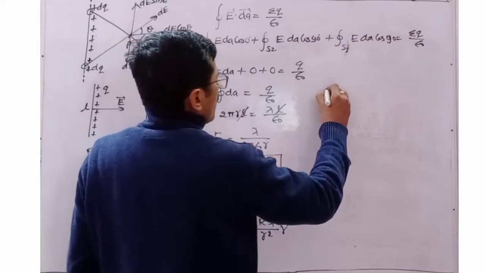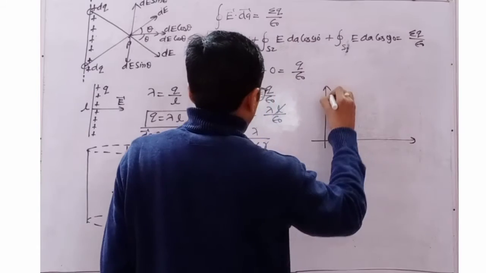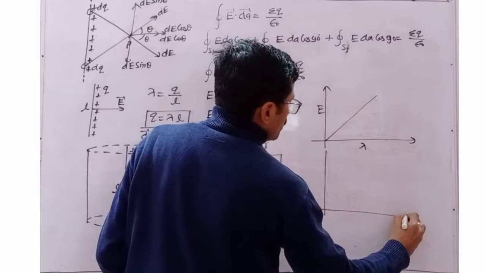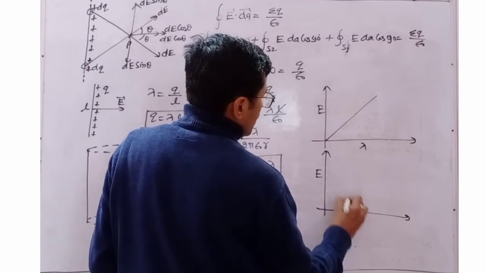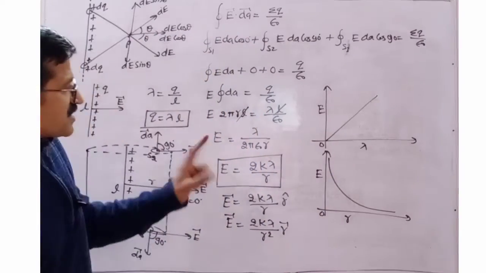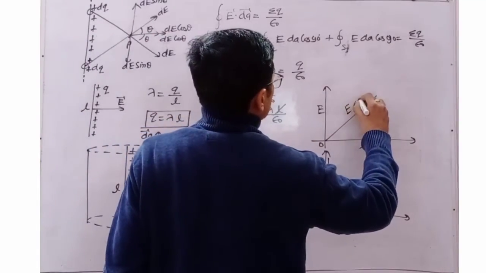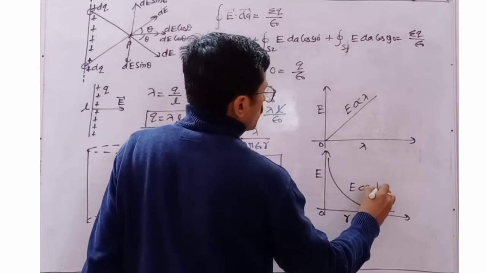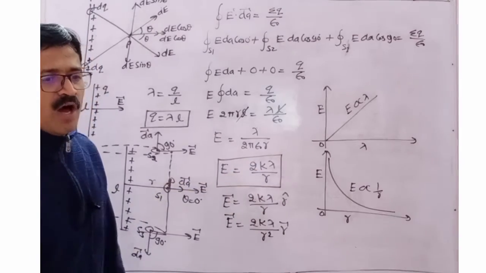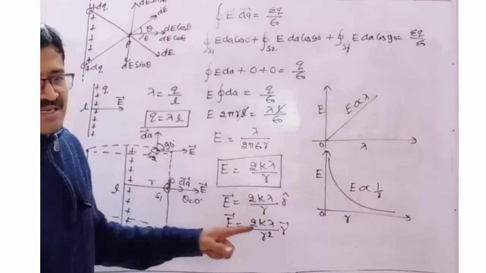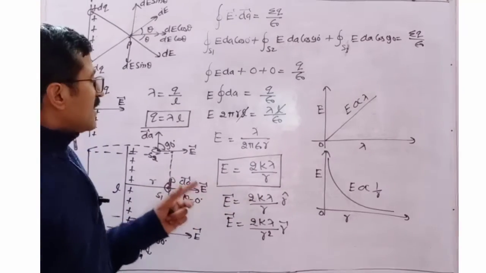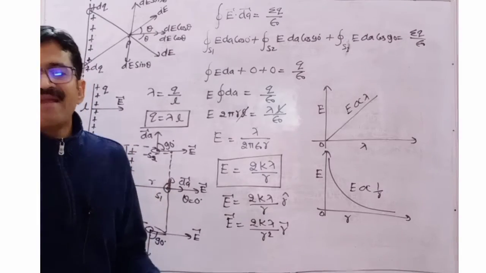And what about the graphical representation? If you draw a graph between electric field and lambda, it will be a straight line. If you draw a graph between E and R, then it will be inversely proportional like that. So this is about the graphical representation. Here it represents that E is proportional to lambda. Here it represents that E is proportional to 1 upon R. It is very much shown in the formula E is equal to 2k lambda upon R, for the electric field intensity due to an infinite line charge.